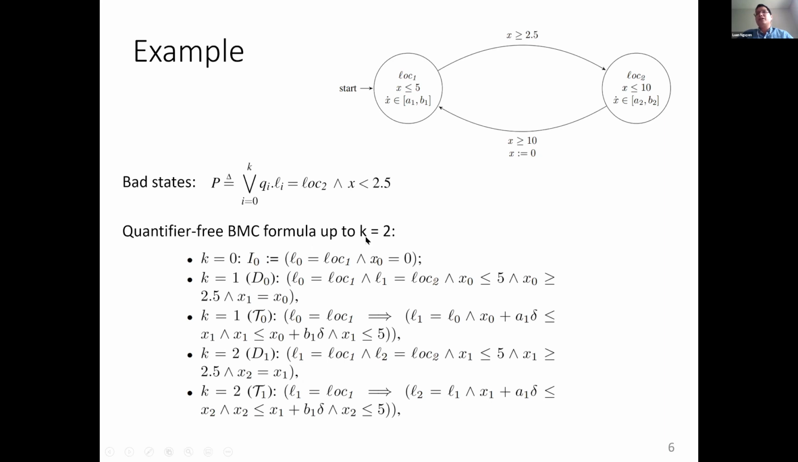So this is with a small step k equal to 2, just to illustrate how the quantifier-free periodic model checking for hybrid systems is encoded in the traditional way.